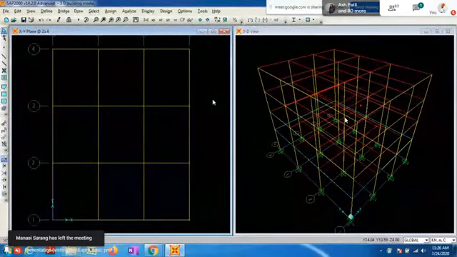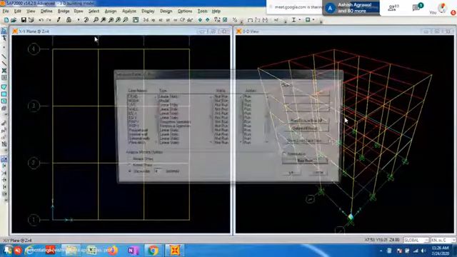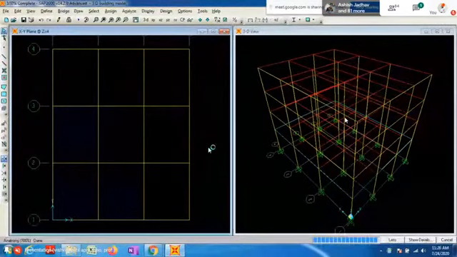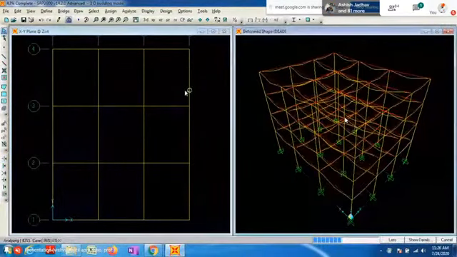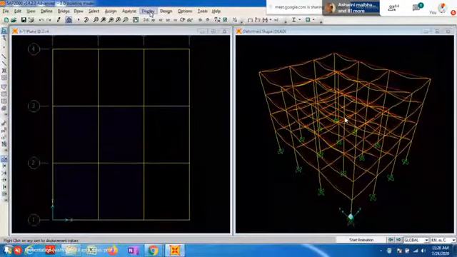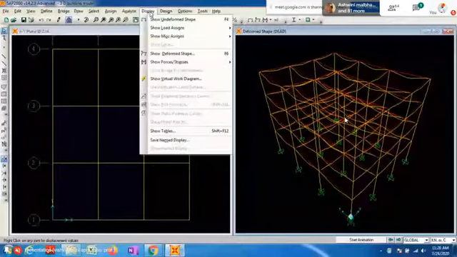Then after performing the analysis, we will see the modal analysis. What are the changes in this? Okay, then display deformed shape, only modal.